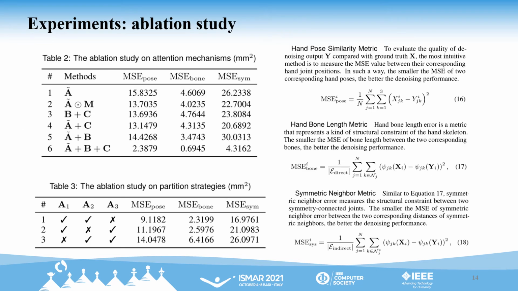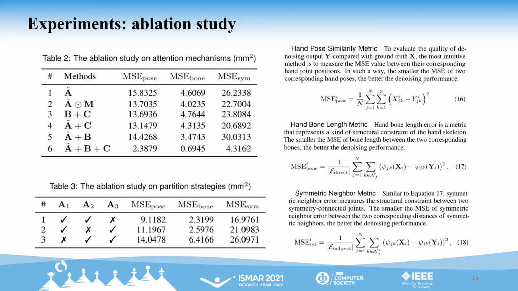Experiments, ablation study. We perform ablation studies to investigate the contribution of different components of our proposed method. All the ablation studies are evaluated on the above three metrics: hand pose similarity metric, hand bone length metric, and hand symmetric neighbor metric. Table 2 reports results of ablation studies on the attention mechanism.